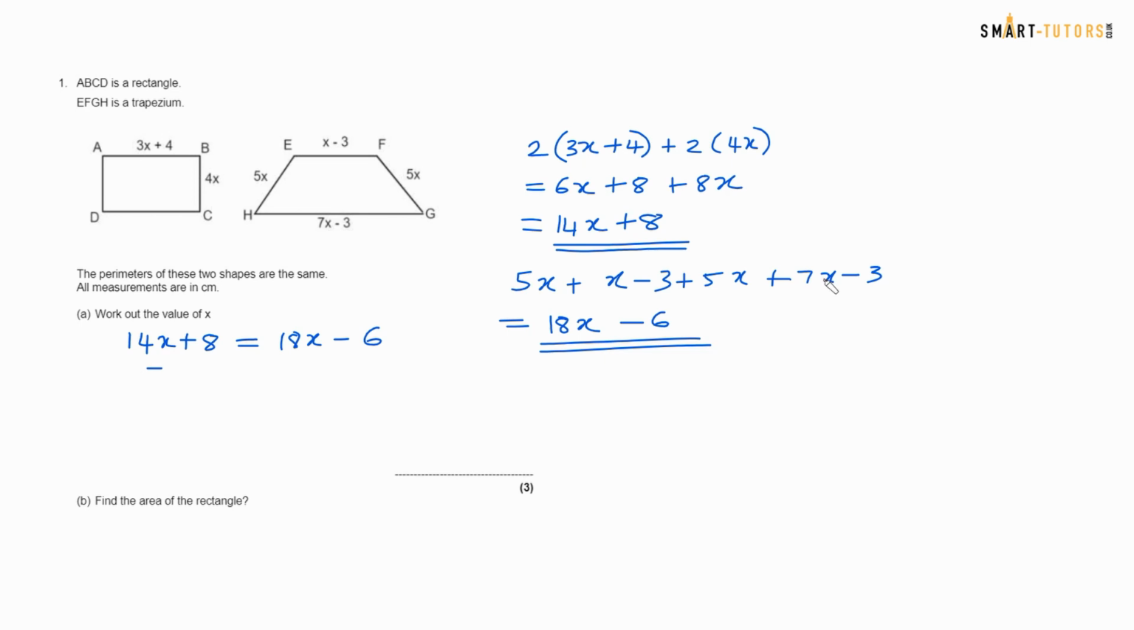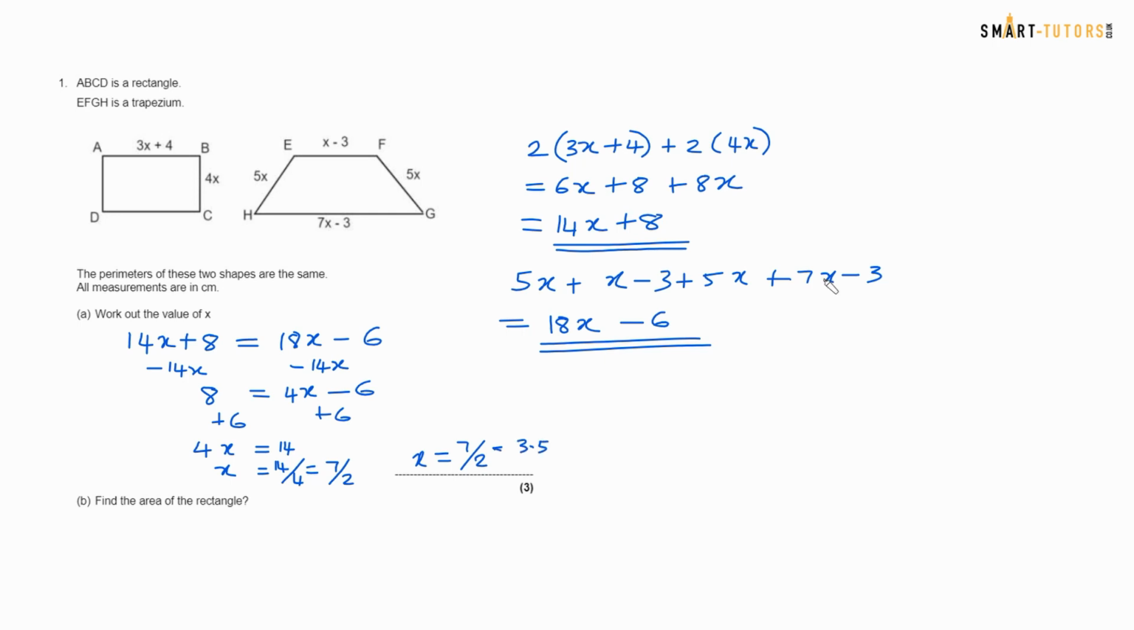So take the minus 14x both sides. So you will get 4x minus 6. Add 6 both sides. So you get 4x equals 14, x equals 14 over 4. So that is equal to 7 over 2. So x equals, you can write 7 over 2 or 3.5.